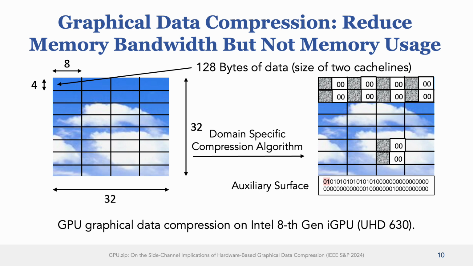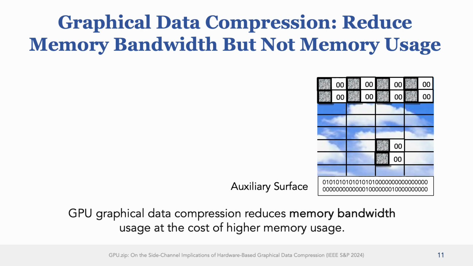The auxiliary surface allocates 2 bits to record whether the data in a given block is the compressed representation or the original data. For example, the first 01 here means that the first block is compressed. When a GPU wants to read in its image with the help from the auxiliary surface, it only needs to read in the non-zero parts, and then it can perfectly, or losslessly, decompress the compressed representation to the original image. This is how GPU graphical data compression works.